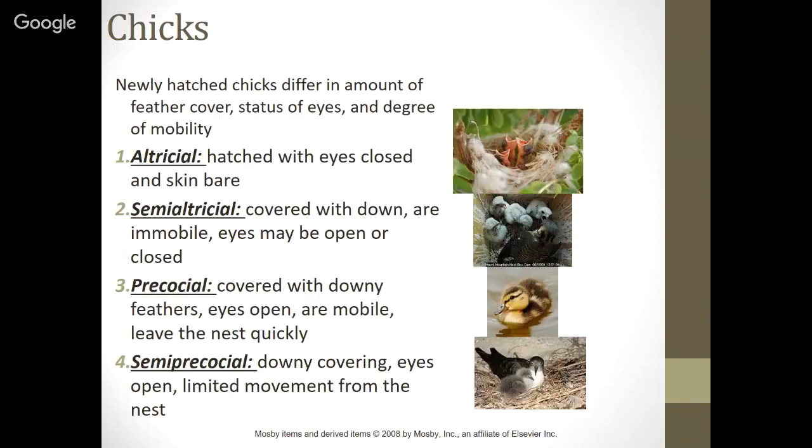Precocial, if you've ever heard of a precocial child, it's a child that is beyond their years in their abilities. A precocial bird is covered with downy feathers. Their eyes are open, they're completely mobile, and they'll leave the nest quickly. Semi-precocial have a downy covering. Their eyes will be open, and they do have some limited movement from the nest. They don't go very far. But a little duckling is precocial. Semi-precocial would be this little hatchling here, which looks like a dove, and most doves actually are born like this.